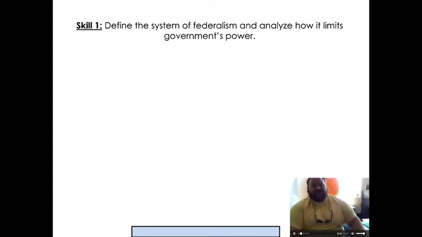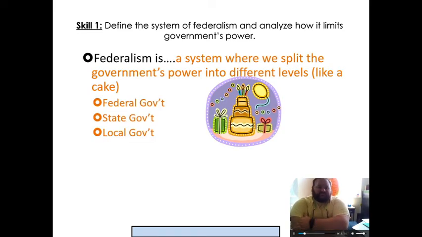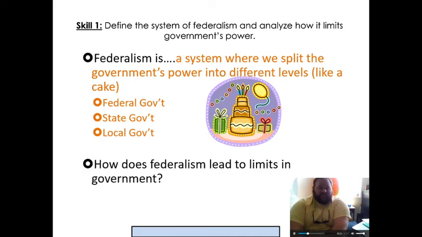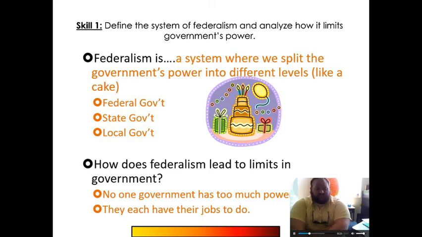Define the system of federalism and analyze how it limits the government's power. So federalism is a system where we split the government's power into 3 different levels. Like a cake. We have the federal government, the state government, and the local government. How does federalism lead to the limits of government? Remember, no one government has too much power, and they each have their own specific jobs to do. I'll give you a couple seconds to write that down.